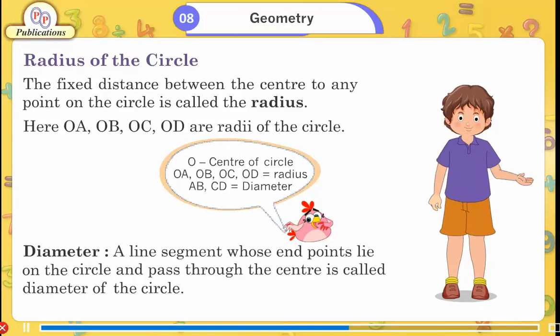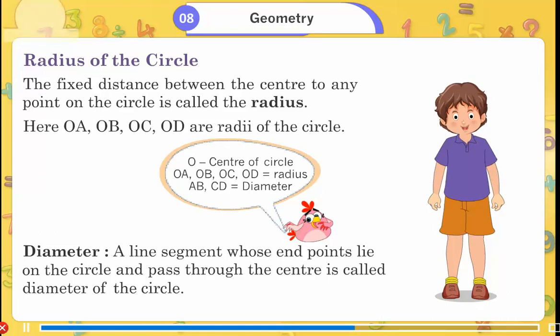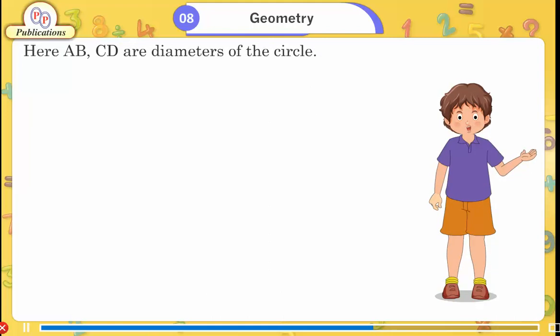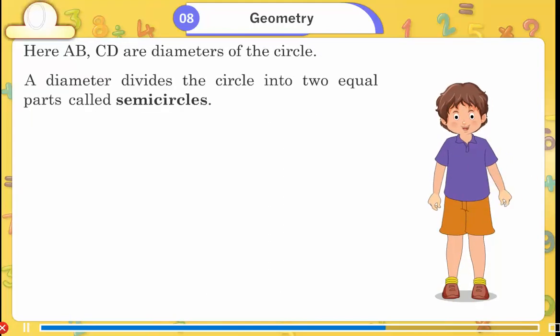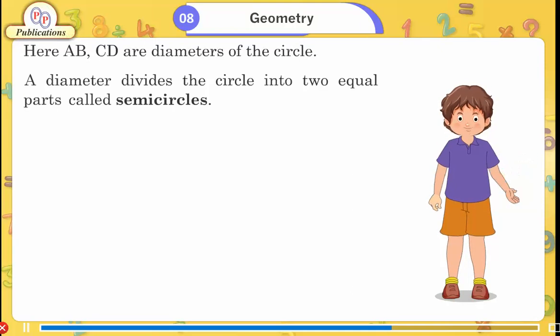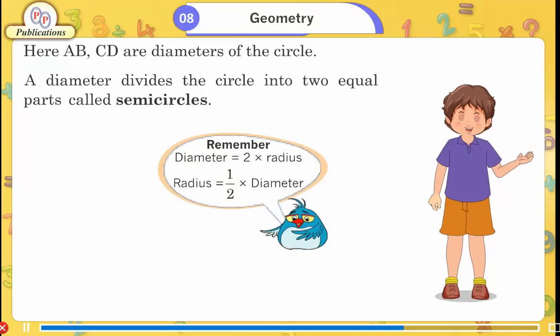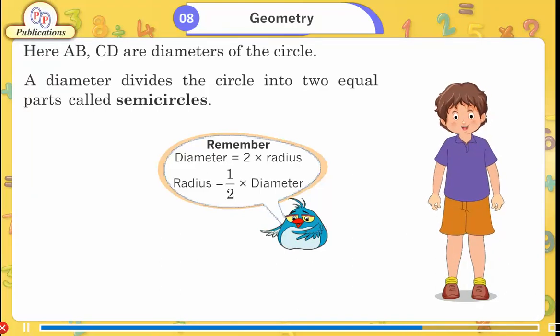Diameter. A line segment whose endpoints lie on the circle and which passes through the center is called a diameter of the circle. Here, AB, CD are diameters of the circle. A diameter divides the circle into two equal parts called semicircles. Remember, diameter is equal to 2 into radius. Radius is equal to 1 upon 2 into diameter.